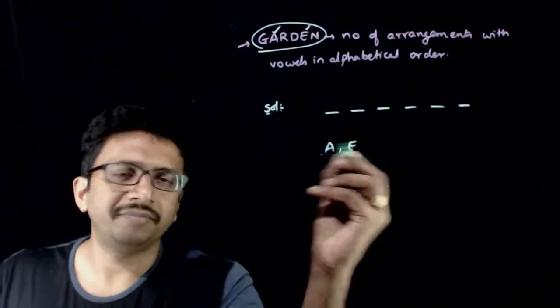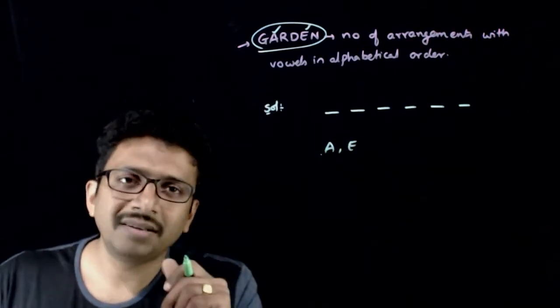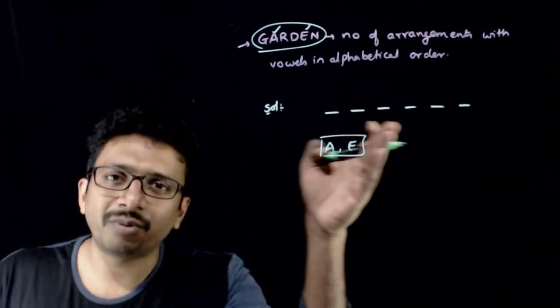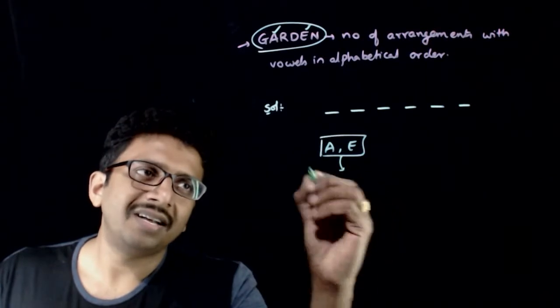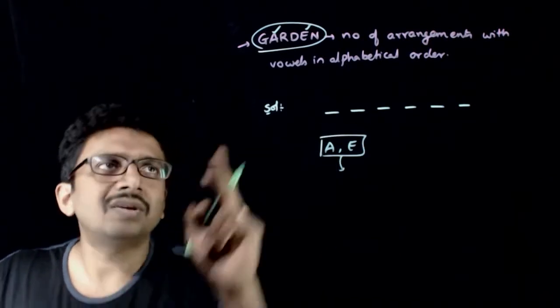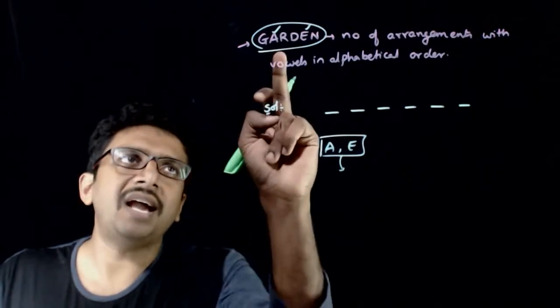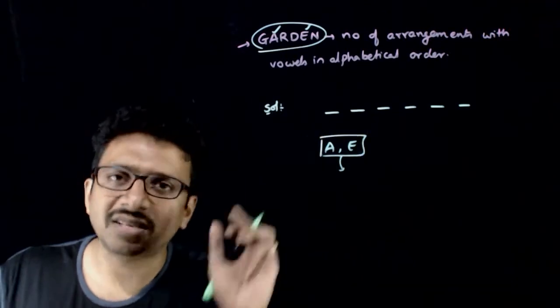A and E. Now I want the arrangements of the word garden so that A and E are in alphabetical order. That is, A comes before E. To do that, let us take out this A and E, and arrange the remaining letters in these 6 gaps. So GRDN. In how many ways can I arrange GRDN in these 6 places?